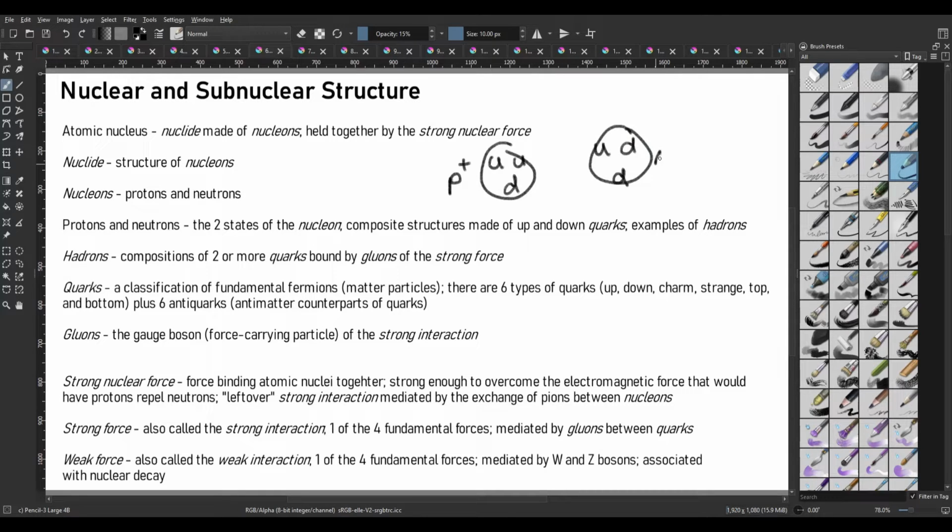We'll get to why this works on the next slide, but just know that this is a proton, 2 up quarks and a down quark. A neutron is 2 down quarks and an up quark, and these are just examples of hadrons because there are 2 or more quarks here. There's 3, so that makes them a hadron.